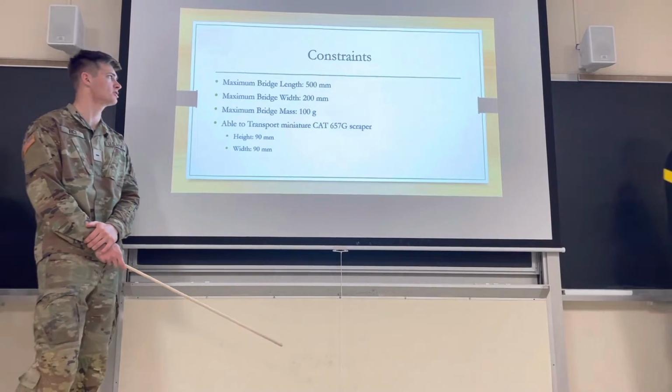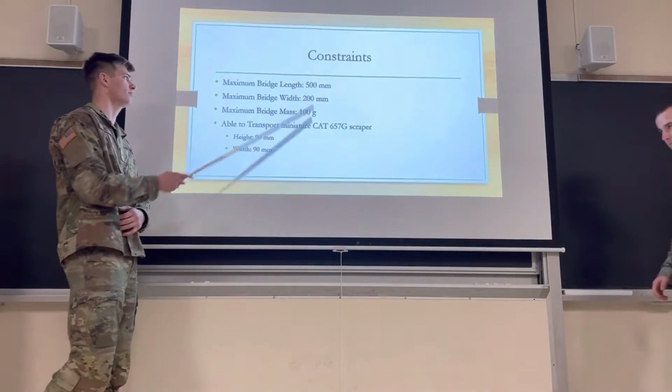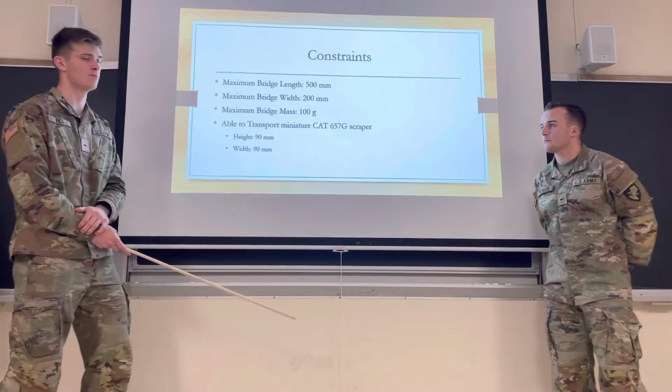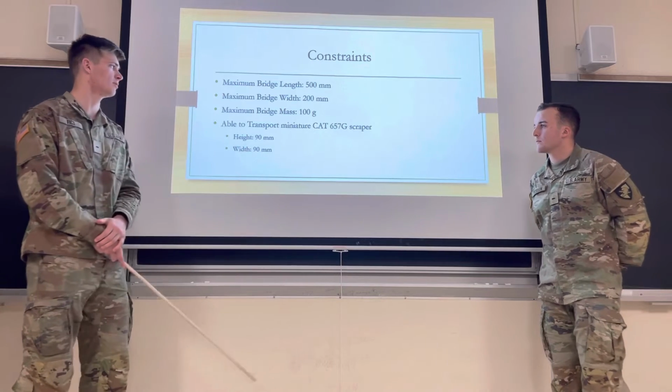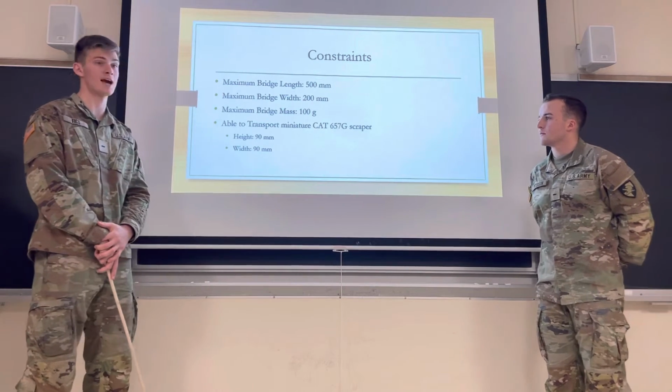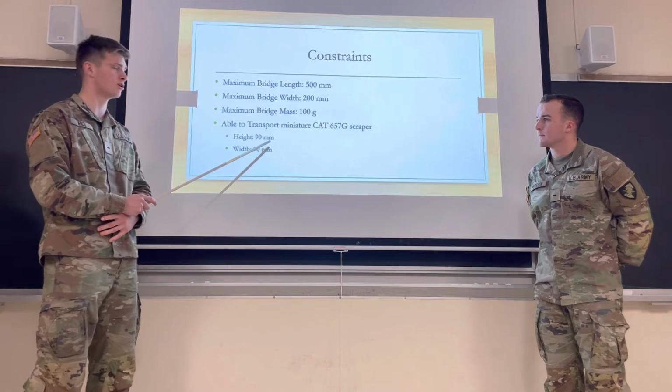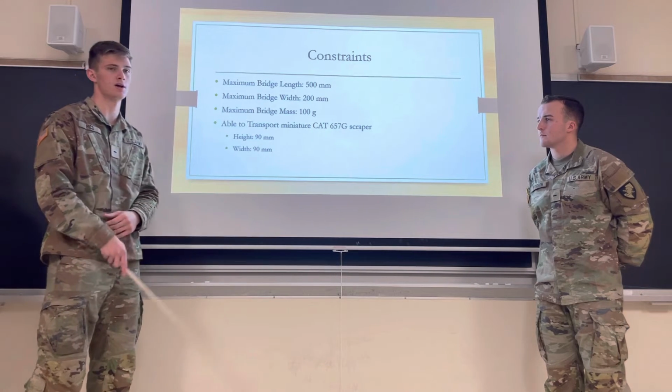So the constraints of the bridge we were given: it had to be less than 500 millimeters in length, less than 200 millimeters in width, and weigh a maximum of 100 grams. It must also be able to transport a miniature cat scraper through the middle of it. So the height minimum was 90 millimeters, and the minimum width was also 90 millimeters.